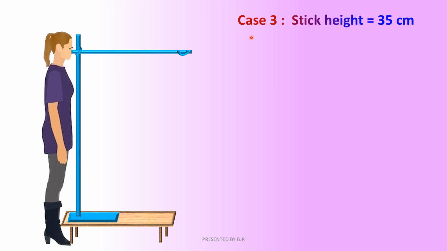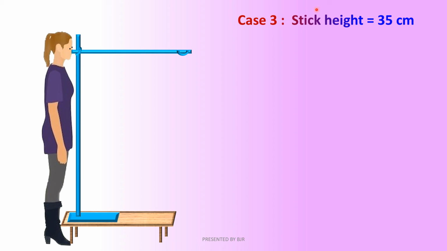Here is case 3. Stick height equal to 35 centimeters. Here we can observe one thing. As the height of the stick is increased, the angle made by it at the eye is also increasing. The observer can see both ends of the stick up to a certain maximum angle that we are going to find out in this activity.